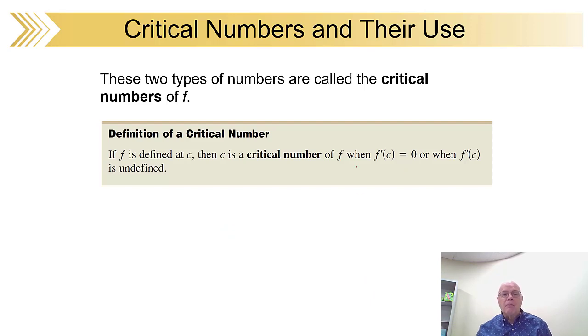You've got a critical number when the derivative is 0, but also when the derivative is undefined. So keep in mind, number 1, number 2, to get critical numbers.